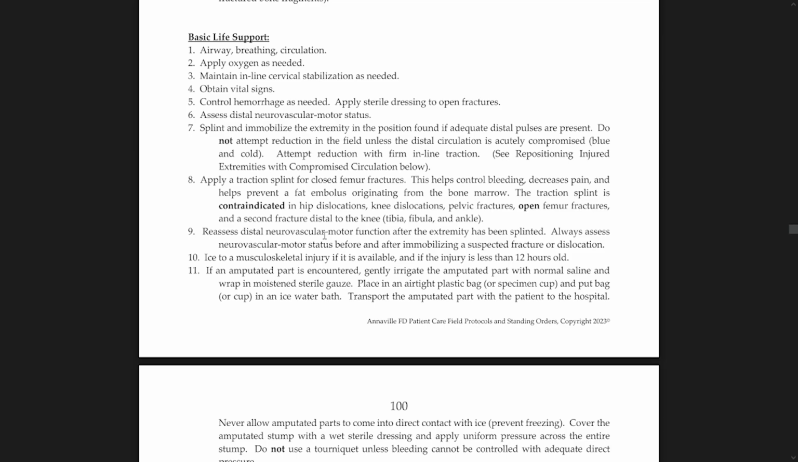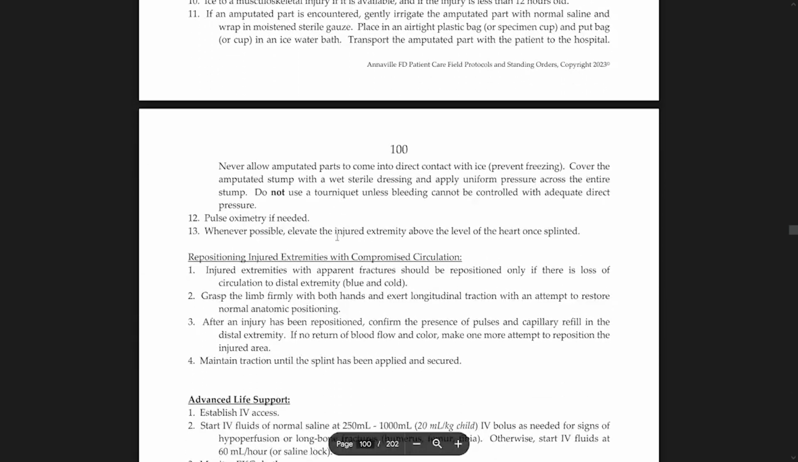If an amputated part is encountered, gently irrigate the amputated part with normal saline and wrap in moistened sterile gauze. Place in an airtight plastic bag or a specimen cup and put the bag or cup in an ice water bath. Transport the amputated part with the patient to the hospital. Never allow amputated parts to come into direct contact with ice to prevent freezing.